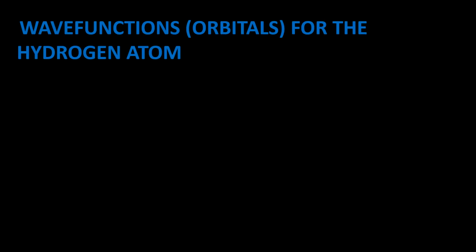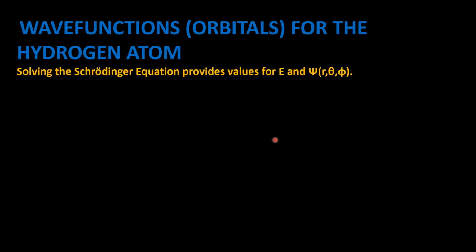So in this video we are going to discuss all about the wave function, about the orbitals and the shape of the orbitals. First we need to know about the wave functions or orbital for the hydrogen atom. Solving the Schrodinger wave equation provides the values for the energy and wave function, which depends on r, theta and phi. So in order to know about the wave functions, first we need to know about the radius and angles theta and phi.